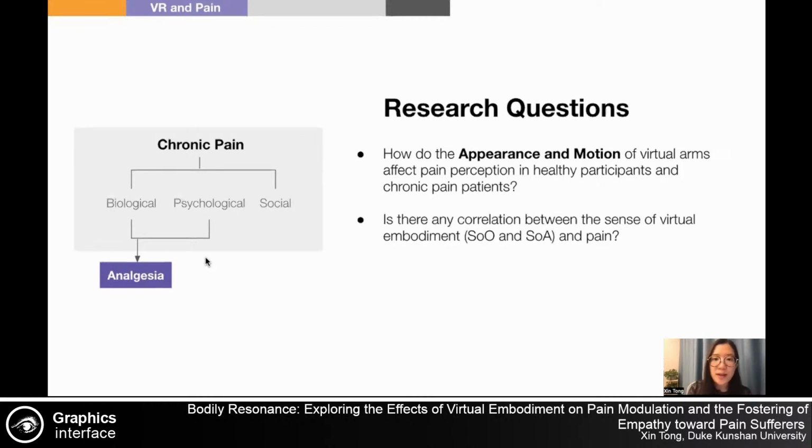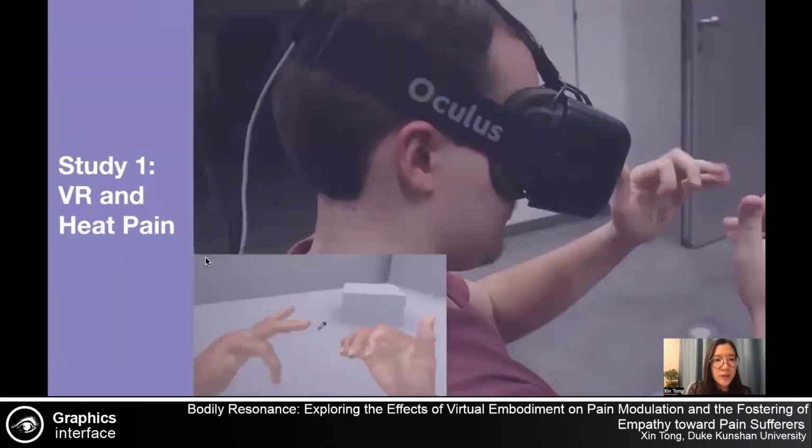And how do ownership and agency correlate to pain reduction? I'll mainly talk about my other studies and won't spend much time here. Briefly, in study 1, I wanted to validate how virtual embodiment may affect induced pain in healthy people and focused on the senses of both ownership and agency. This was the starting point for me to set up the VR and pain research.